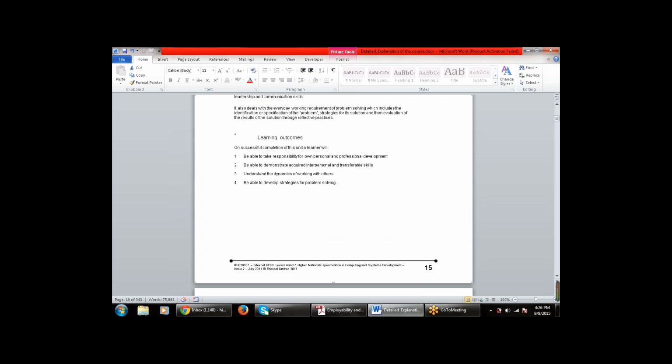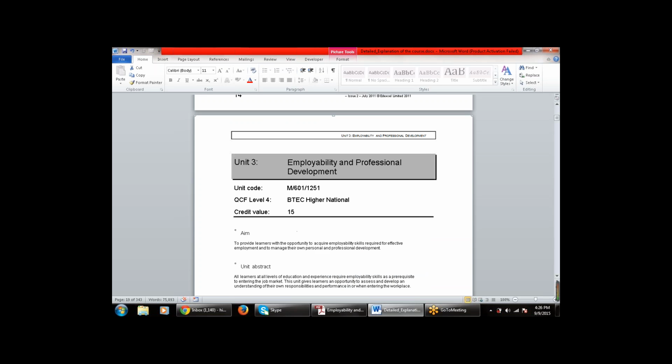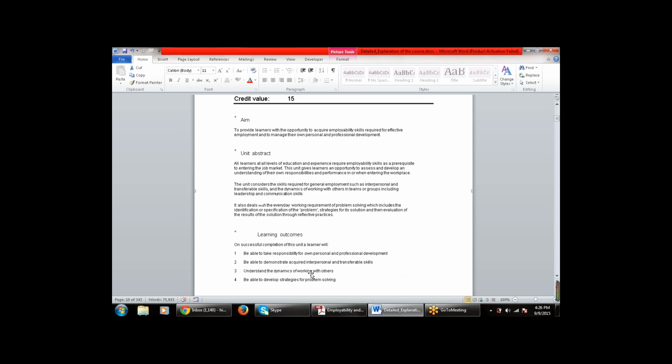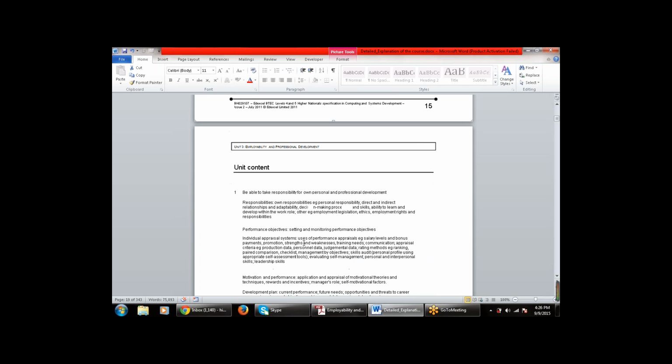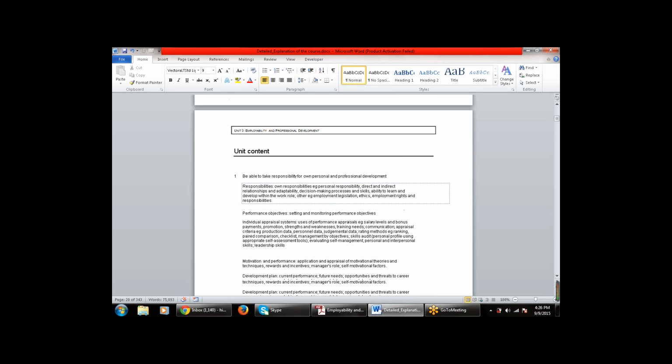So these are the 4 learning outcomes that are available with this module on employability and professional development. So the first part is to be able to take responsibility for your own personal and professional development.